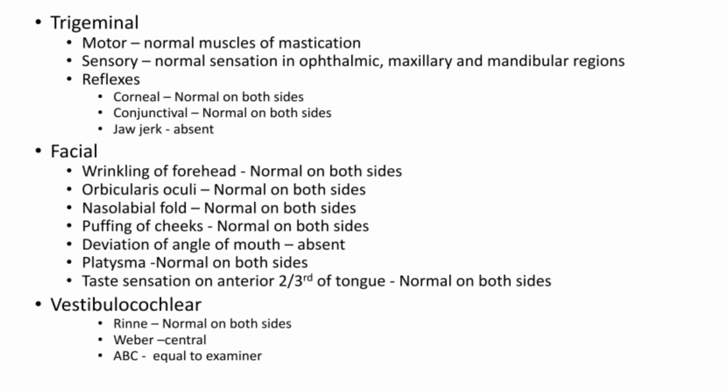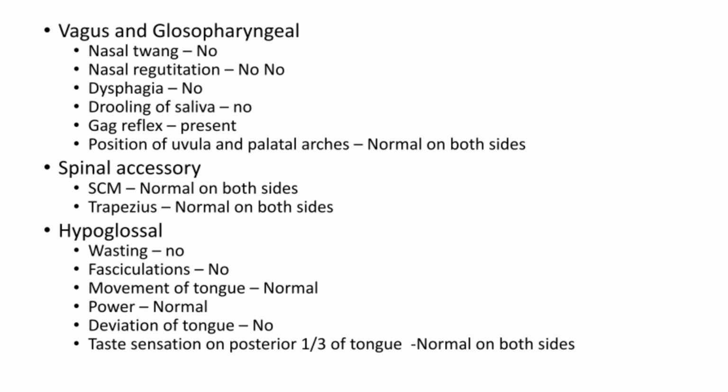Facial with the wrinkling of forehead, nasolabial fold, puffing of cheeks, orbicularis oculi, deviation of the angle of mouth were all normal. There was no deviation. The platysma was normal. The taste sensation on the anterior two-third of the tongue was also normal. Vestibulocochlear nerve was normal and equal on both sides. Vagus and the glossopharyngeal showed no nasal twang, no nasal regurgitation, no drooling of saliva or dysphagia. Gag reflex was normal, and the position of the uvula and the palatal arches were also normal.